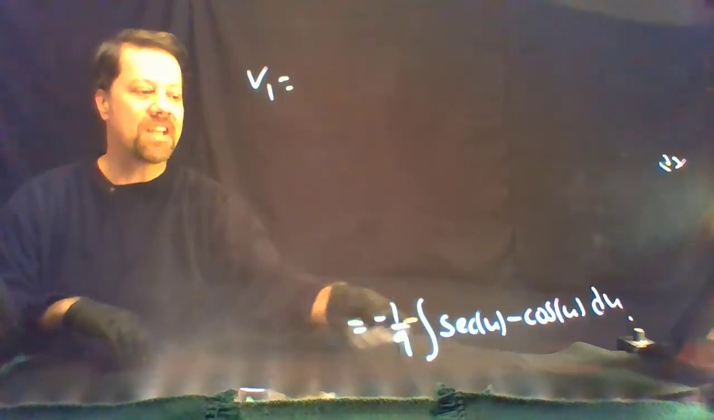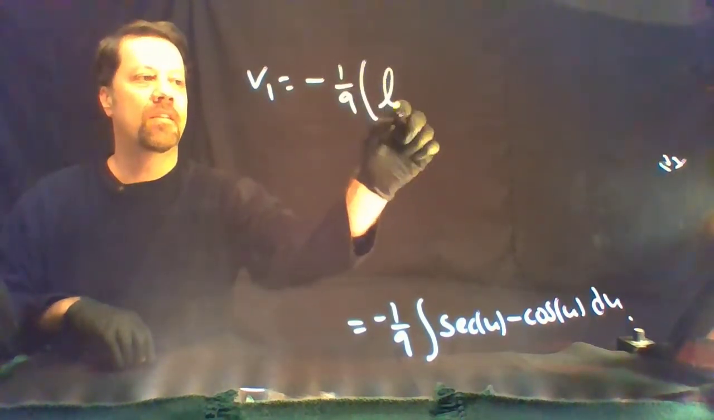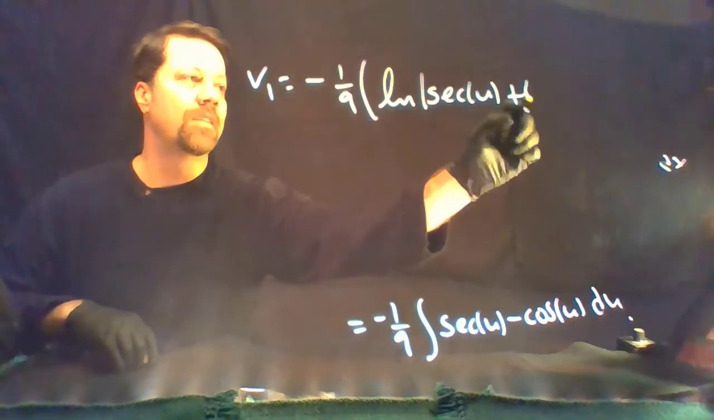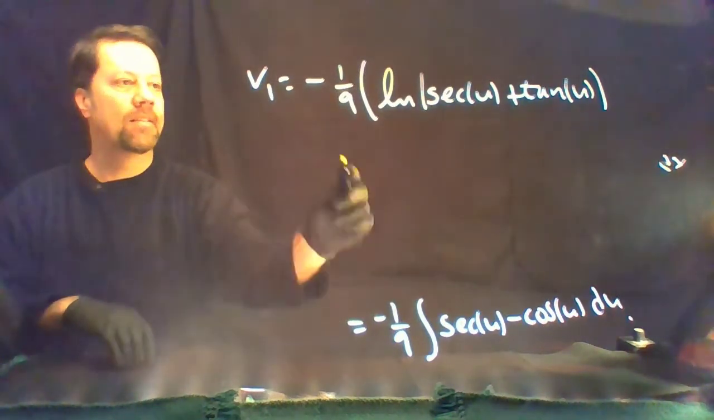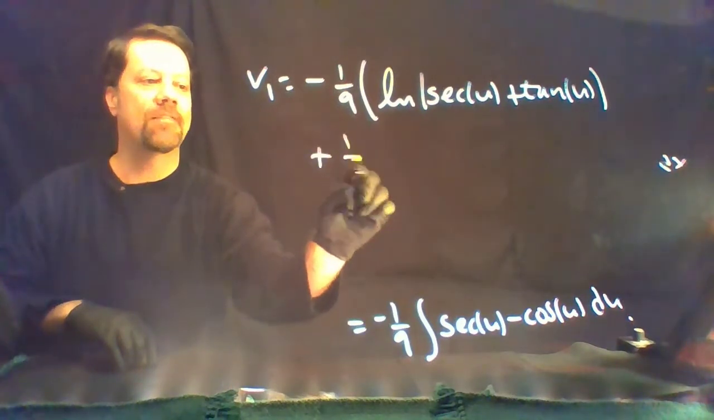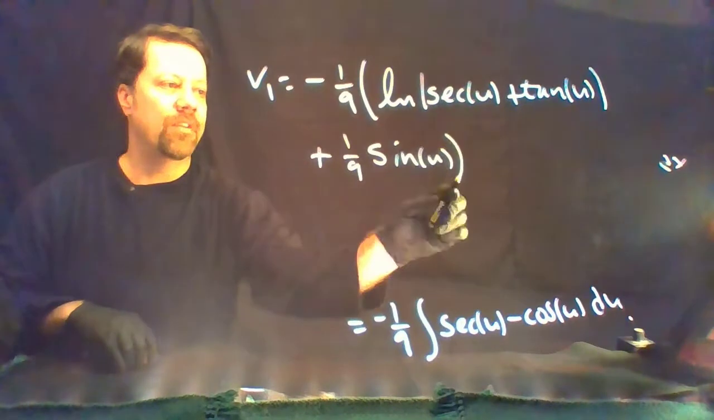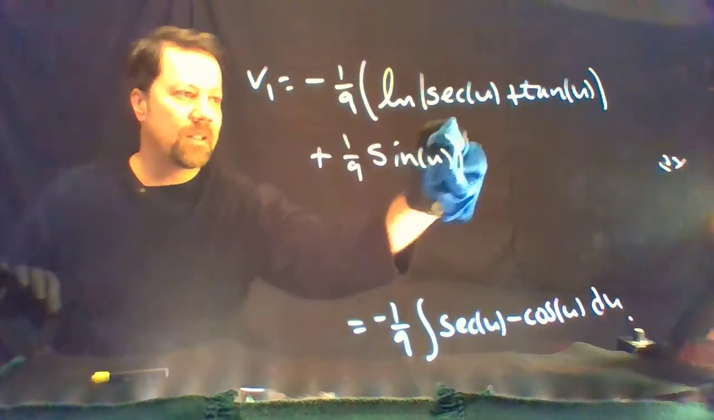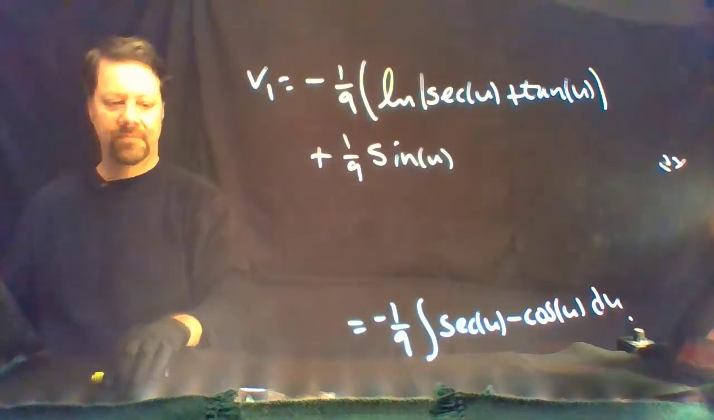You'll remember the garbage can calculation on the first term gave us the log of the absolute value of secant of u plus tangent of u, and then for the second term, I guess we'll distribute the negative 1/9, we'll get a positive 1/9 sine of u, and remember we do not write plus C on these integrals.